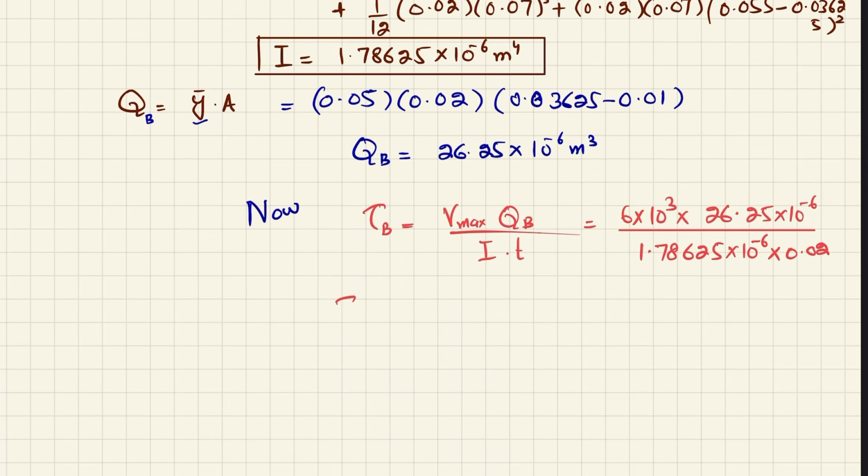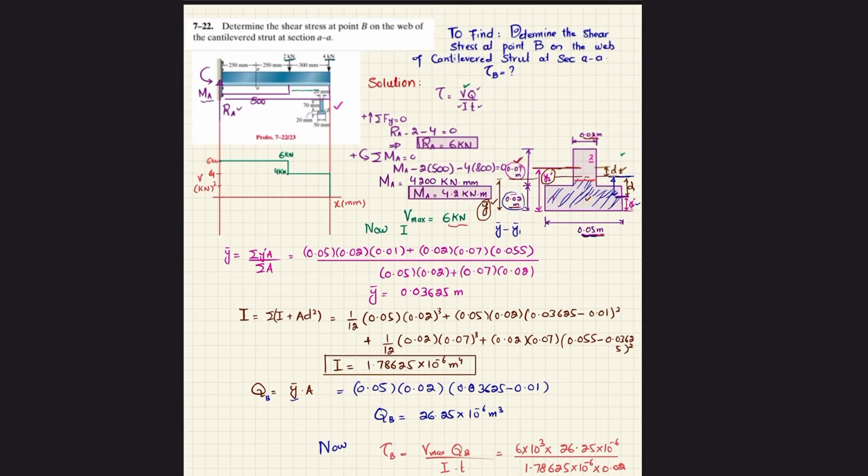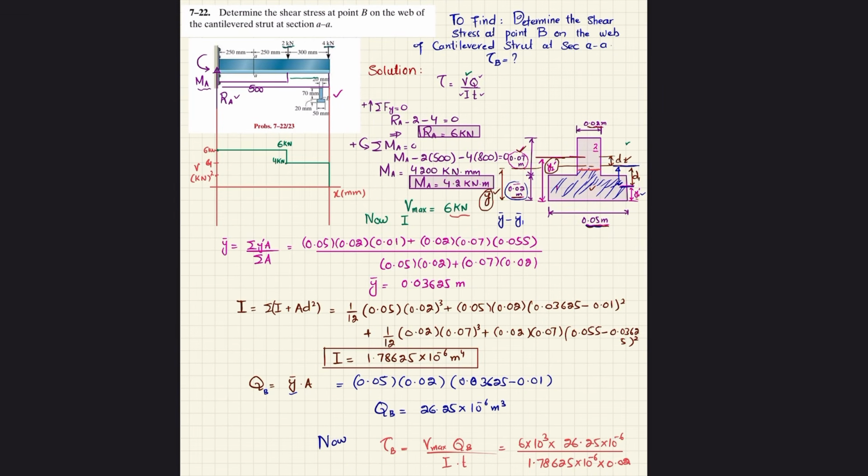So again, when you solve this, you will get the maximum shearing stress at an inverted T beam at point B comes out to be 4.41 megapascal. And this is the answer of this question, and that was all about problem 7-22.